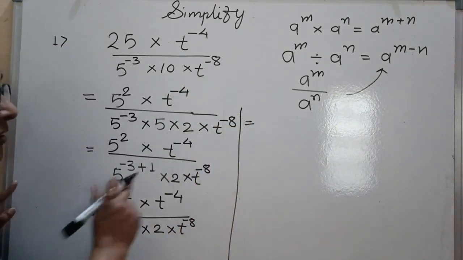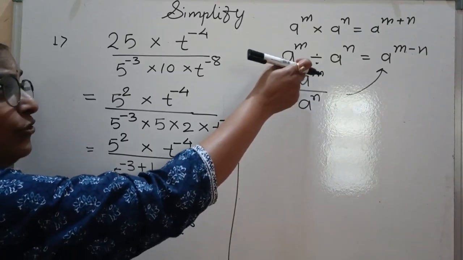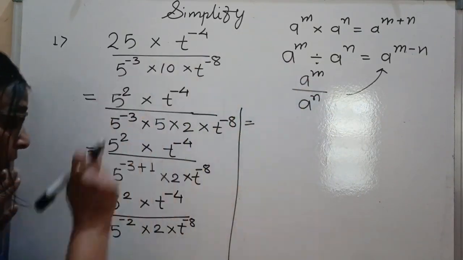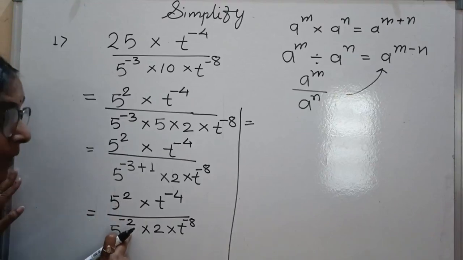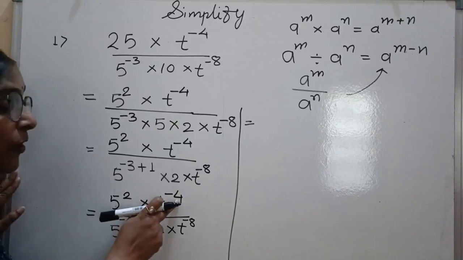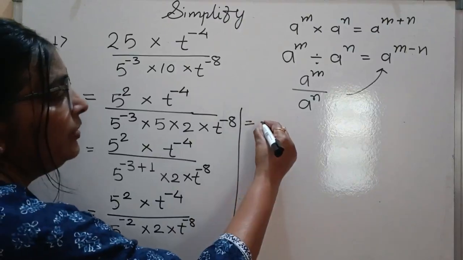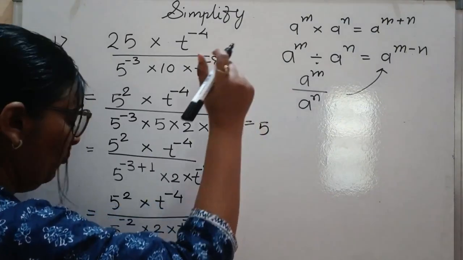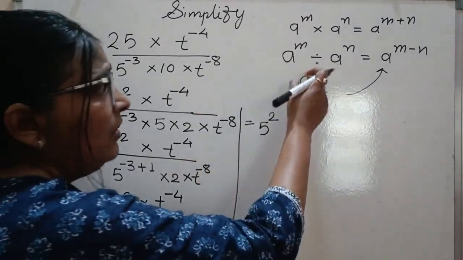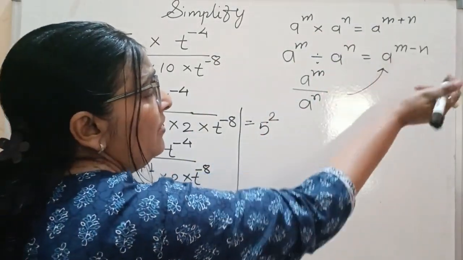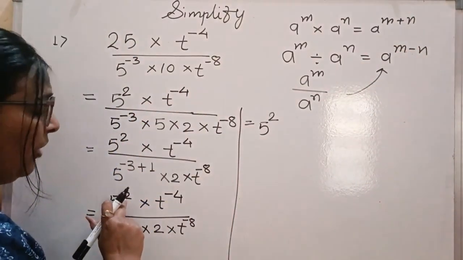Now what I am going to do here? I am going to use this law now. Okay, you can see here a raised to the power m divided by a raised to the power n. You are getting here 5 raised to the power 2 divided by 5 raised to minus 2. Here also t raised to the power minus 4 divided by t raised to the power minus 8. So start this using this formula. See that you are writing the exponents and keeping a minus sign in between. Same we are going to do.